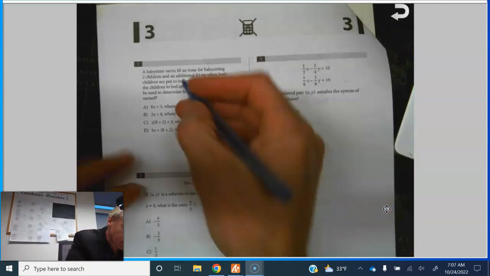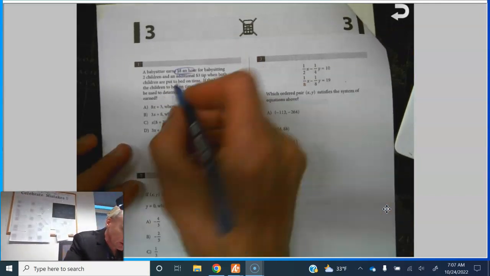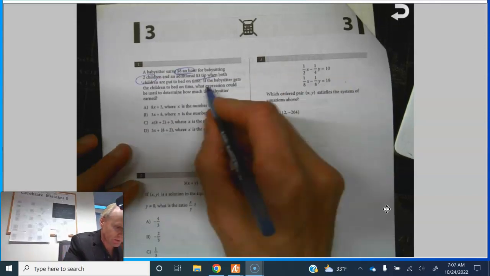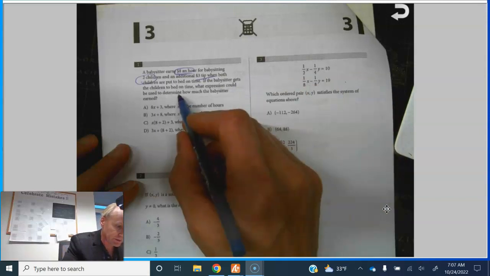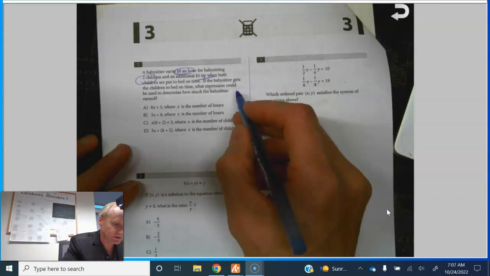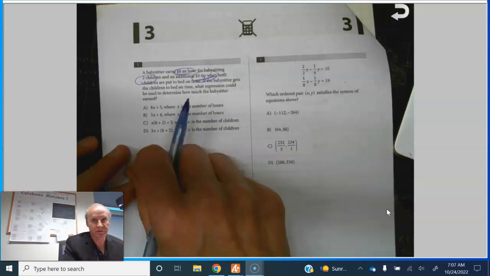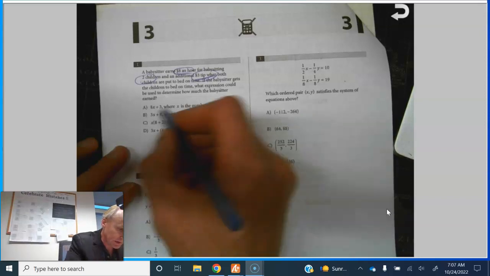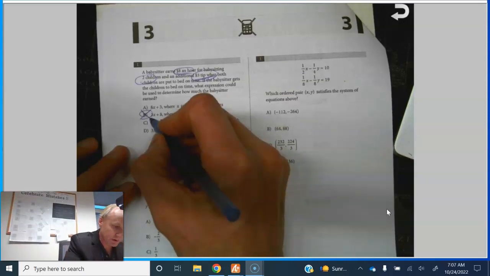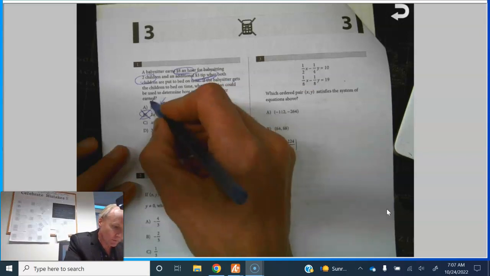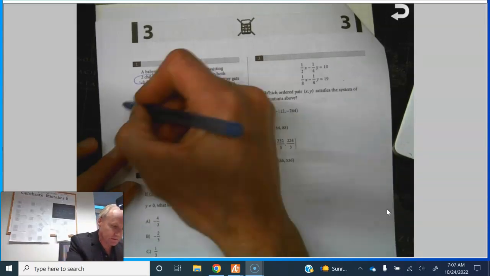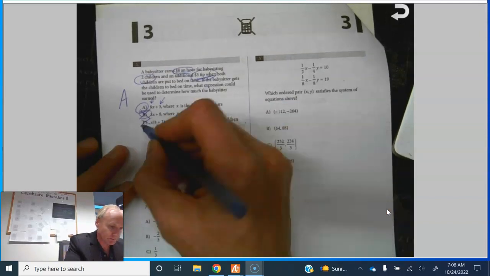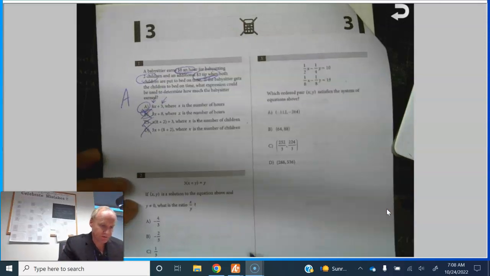It says a babysitter earns $8 an hour. That's your slope for babysitting 2 children, and an additional $3 tip when both children are put to bed on time. If the babysitter gets the children to bed on time, what expression can be used to determine how much they earned? The $3 tip is the b, the y-intercept. So we're looking at 3x plus 8. Nope. We want the b and the y and the slope. There it is. A is probably the right one. This one is not right. This one, of course, is not right. We want y equals mx plus b.